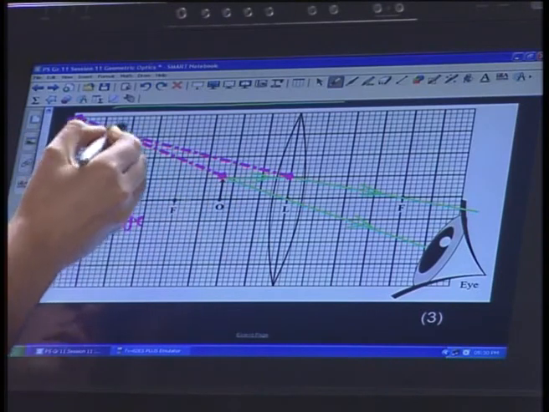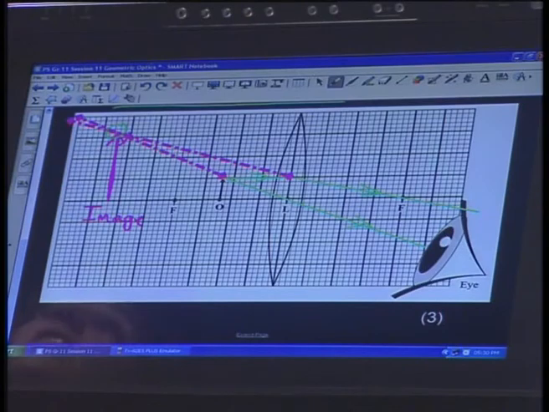Then where they join, I draw my image over there, and I can see that in this case my image is larger than the object, so it is enlarged. It is upright, it has the same orientation as my object, and it is a virtual image. In other words, I cannot project it onto a screen. Right, let's see if there's another question over here.